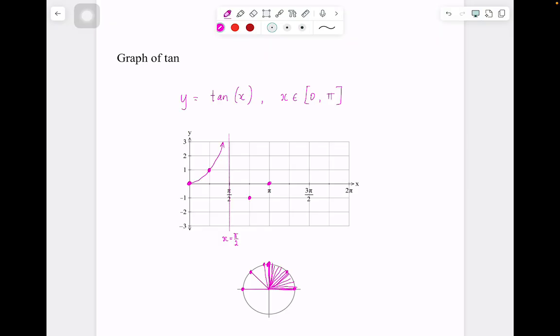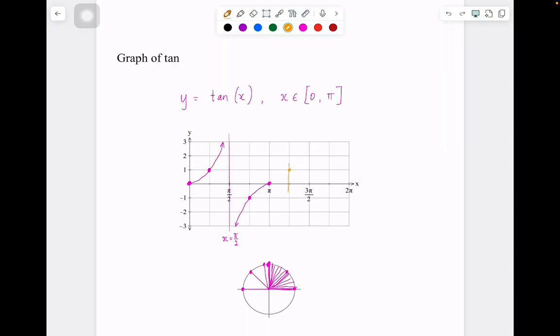Now similarly, what happens over here, we will start at a very negative value and we will gradually become flatter and flatter until we reach a value of 0. This is one complete cycle for tan. Now, if we decide to continue with the graph here, we will extend to repeat the same pattern once again.